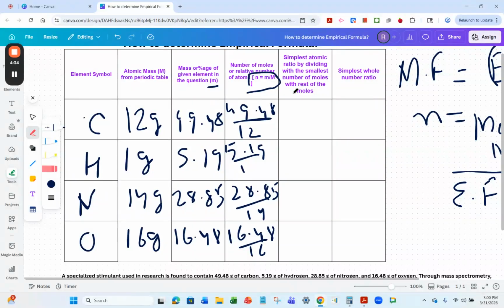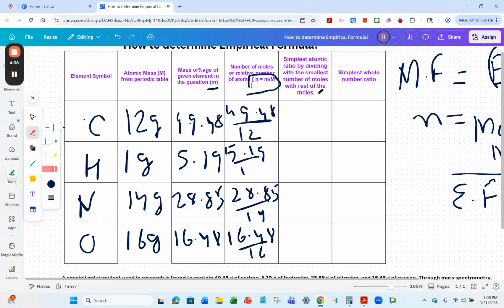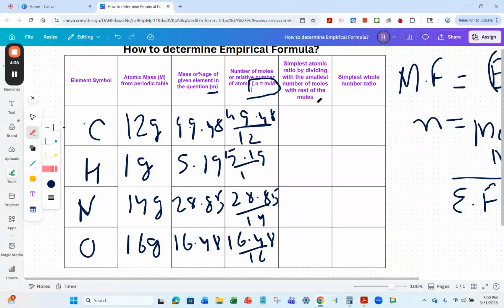This is our main column, because usually kids can do 4 columns, but they sometimes get lost in the 5th column. So this is a tricky one. Here I mentioned the simplest atomic ratio, found by dividing the smallest number of moles into the rest of the moles. So we will write the number of moles here.